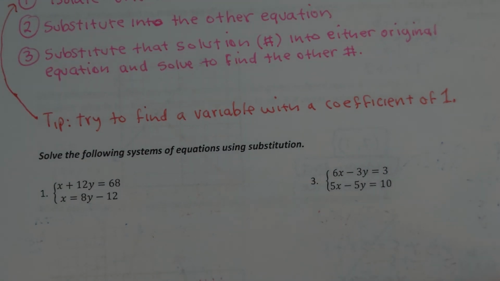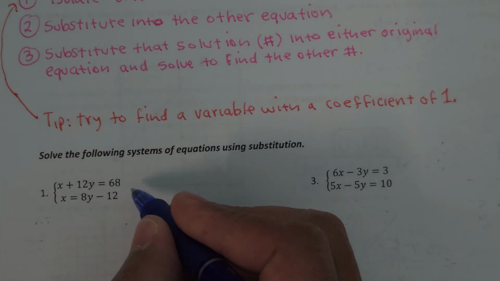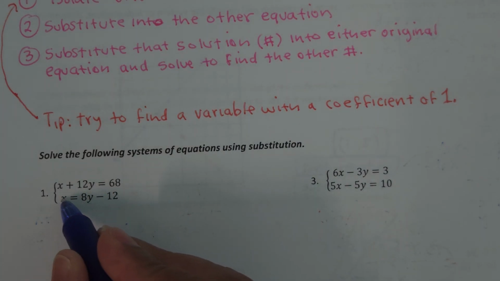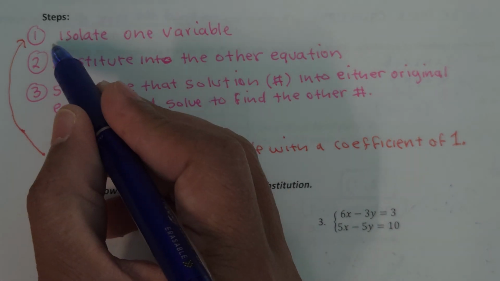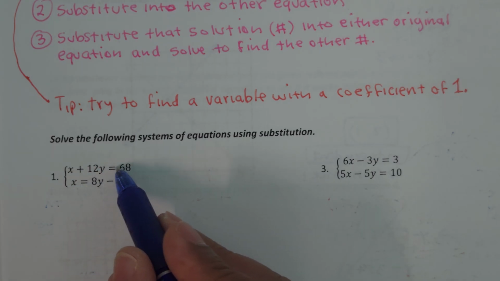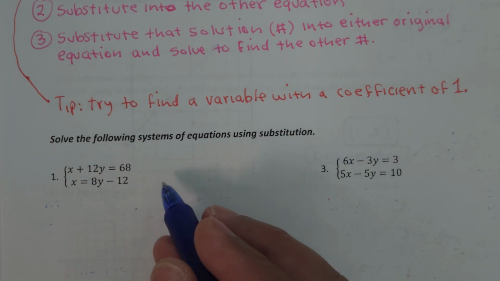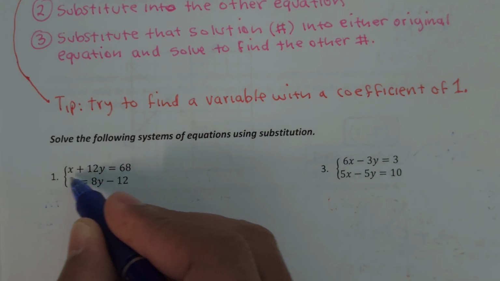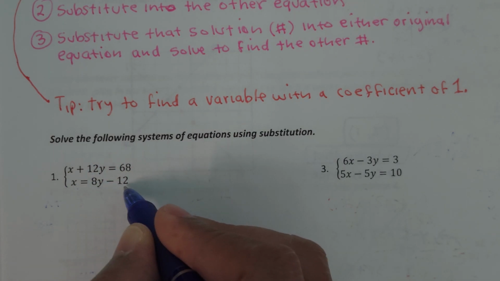So for example, I'm going to notice first on this system, notice that this x has a coefficient of 1 and also it's already isolated. So step number 1 is done for this one. Okay, I could try to do this one, but I don't have to. It's just going to be more work. So what I am going to do is go to this equation here, and wherever I see an x, replace that x with 8y minus 12.